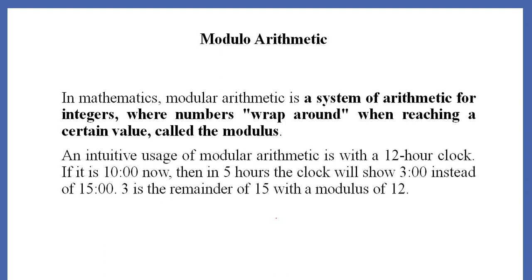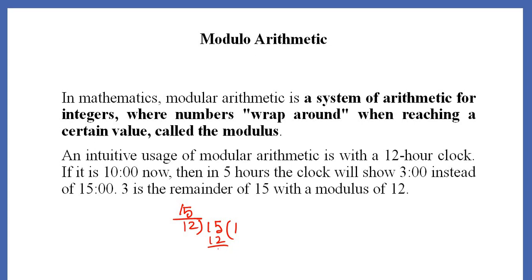Like I already told you, if it is 10 now, then in 5 hours the clock will show 3 instead of 15. And how are we getting this? By dividing 15 (10 plus 5) by 12. Here 3 is the remainder. How did we get this? By dividing 15 by 12. If we divide 15 by 12, we get the remainder 3.